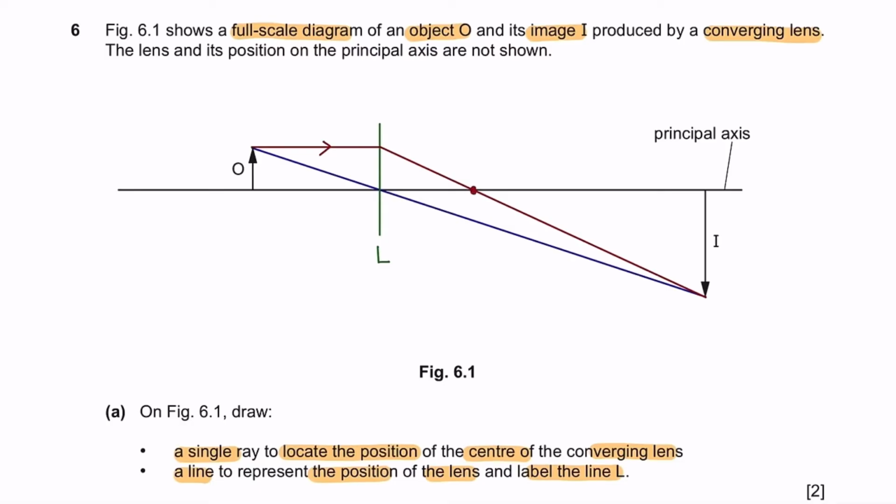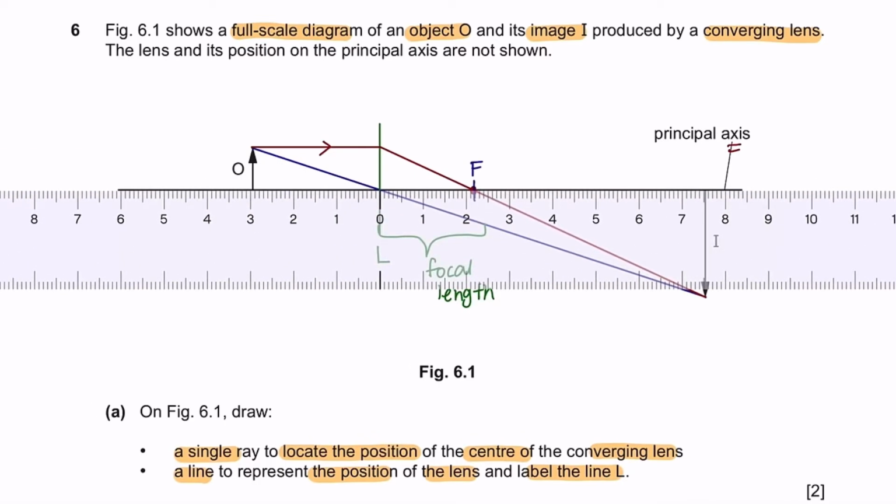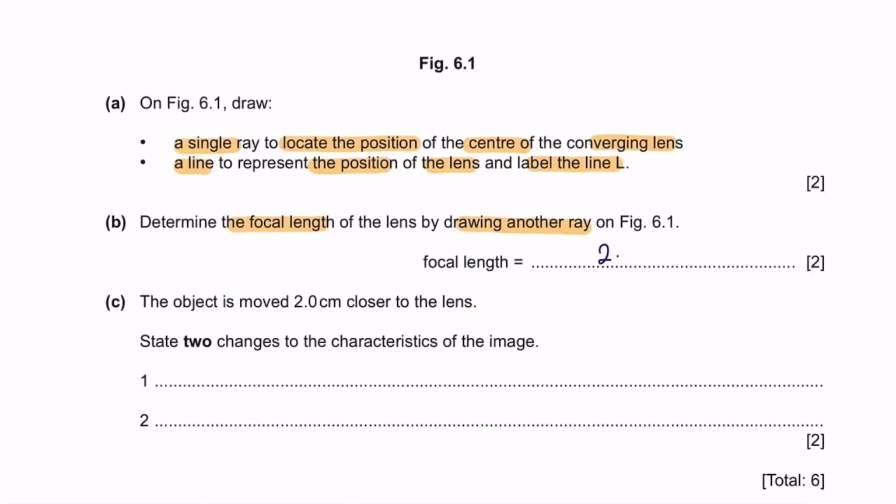This point where it intercepts with the principal axis will be your focal point, and let's label it as f. So the length between the center of the lens to the focal point is my focal length. From here onwards, I can just use a ruler and measure the distance. I get roughly 2.1 as the distance. So the length here is 2.1, and the unit will be centimeters.